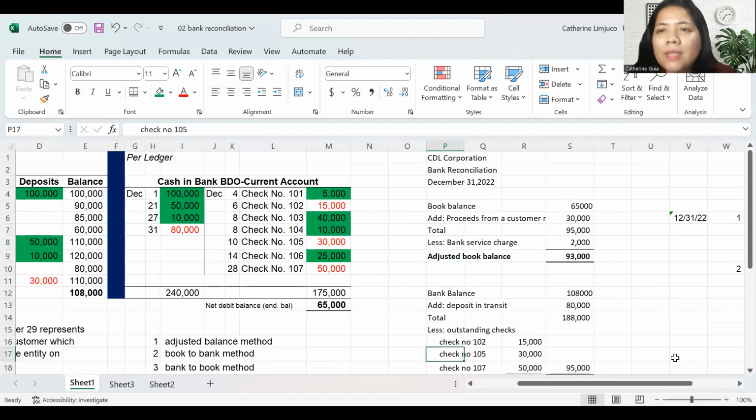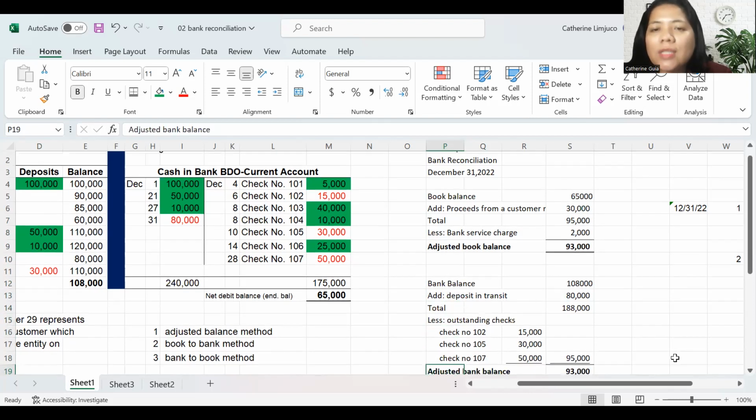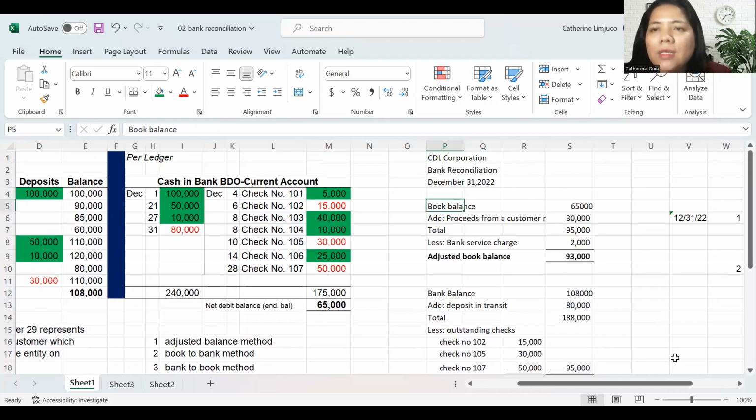And then for bank balance, it's the reverse. Those items which did not appear in the bank statement but appeared in the per books: the deposit in transit and outstanding checks. And in terms of adjusting entries, we will only prepare adjusting entries for book reconciling items, meaning those items which we added and deducted in our book balance to come up with our adjusted book balance.